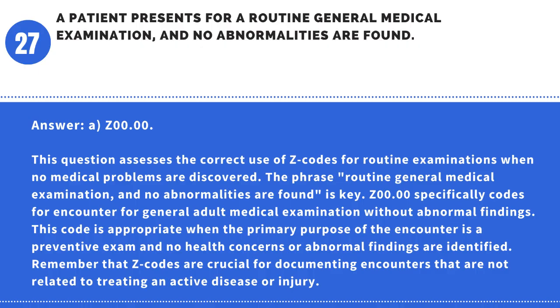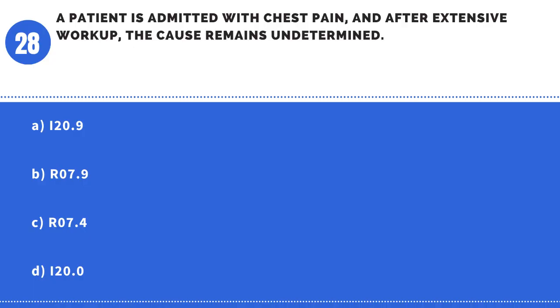The phrase routine general medical examination and no abnormalities are found is key. Z00.00 specifically codes for encounter for general adult medical examination without abnormal findings. This code is appropriate when the primary purpose of the encounter is a preventive exam and no health concerns or abnormal findings are identified. Remember that Z-codes are crucial for documenting encounters that are not related to treating an active disease or injury.